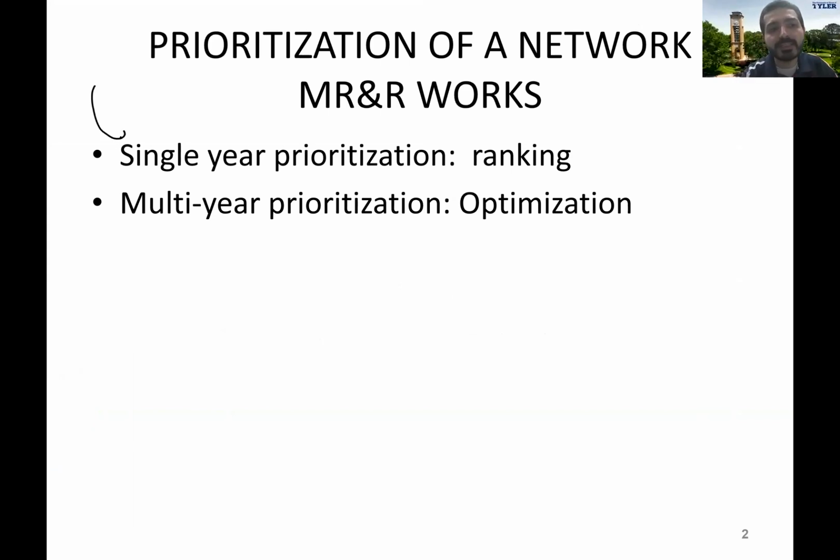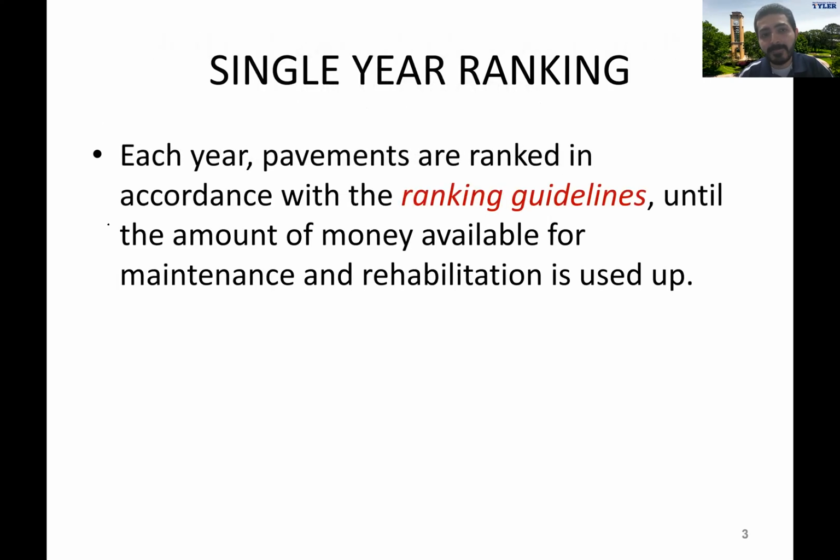The first one is the single year prioritization, which is a sort of ranking methodology for when we have many projects that we look into, and how we are going to rank them and pick the top two or three based on many factors, including of course the cost. The other procedure is the multi-year prioritization, which is heavily dependent on optimization techniques. So let's start with the single year ranking.